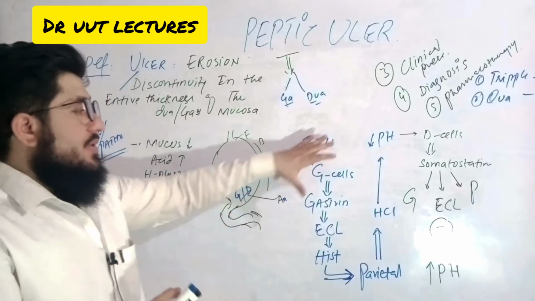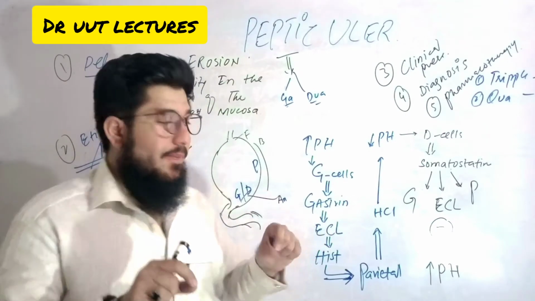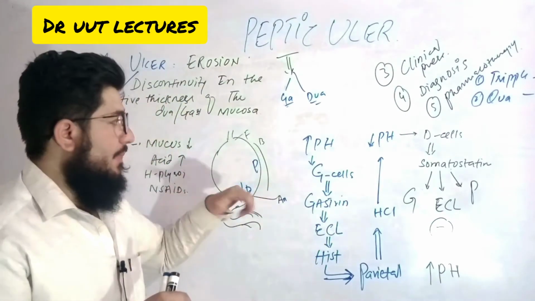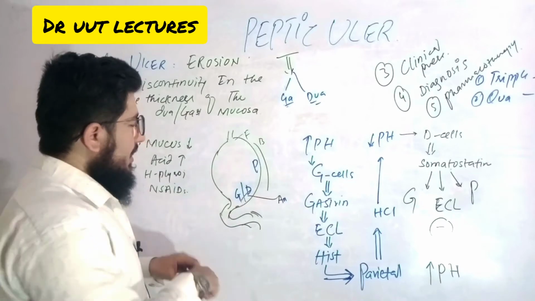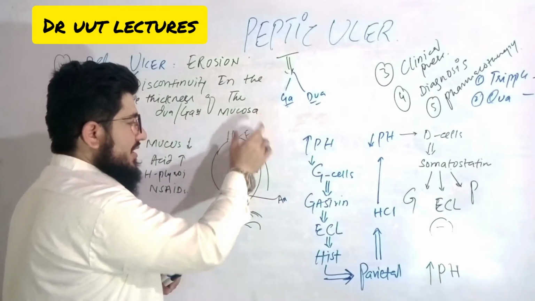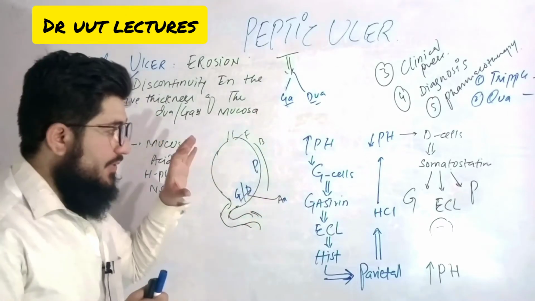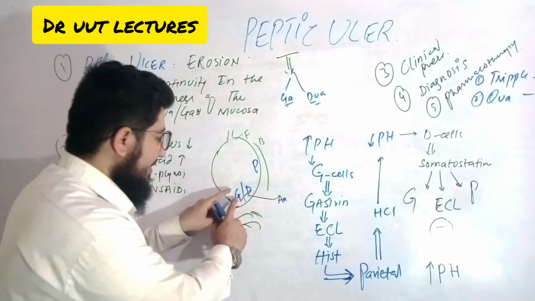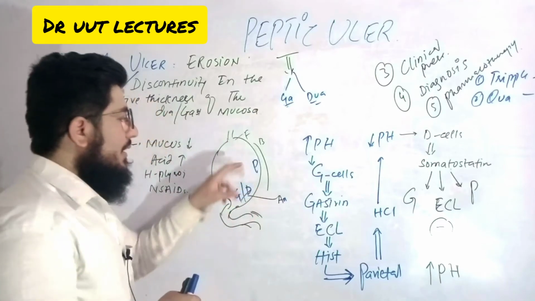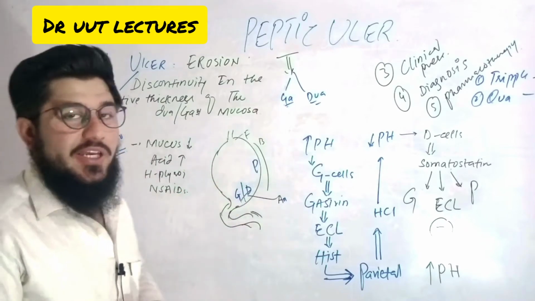Now let's come towards the next point, that is how the pH is maintained in the gastric region. Very simple. We know here the stomach, this portion of the stomach is named as fundus. This is the body and this is the antrum. Now for the pH maintenance, remember these cells: G cell, D cell, P cell. Now these are the specific cells responsible to maintain pH.